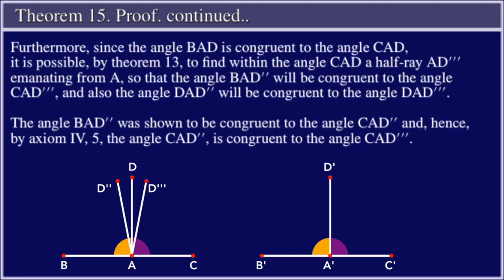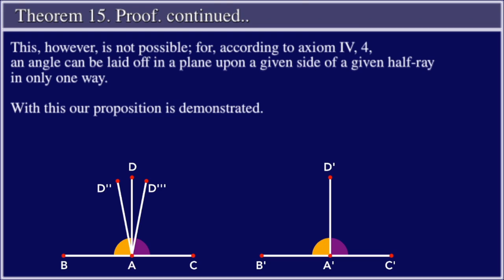within the angle CAD a half-ray AD'' emanating from A, so that the angle BAD' will be congruent to the angle CAD'', and also the angle DAD' will be congruent to the angle DAD''. The angle BAD' was shown to be congruent to the angle CAD', and hence by axiom 4,5, the angle CAD' is congruent to the angle CAD''. This, however, is not possible, for according to axiom 4,4, an angle can be laid off in the plane upon a given side of a given half-ray in only one way.